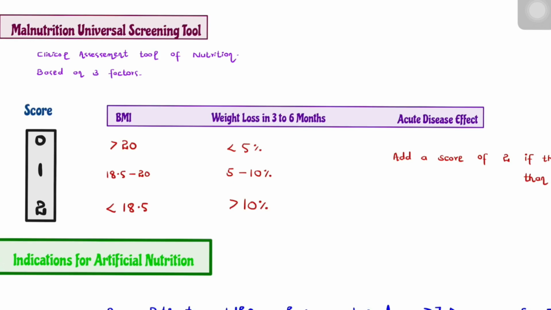Now, if the patient has less than 5% of weight loss in 3 to 6 months, the score will be 0. And if the weight loss in 3 to 6 months is between 5 to 10%, the score will be 1. But if the patient has a weight loss of more than 10% in 3 to 6 months, the score will be 2. Now, what is acute disease effect?